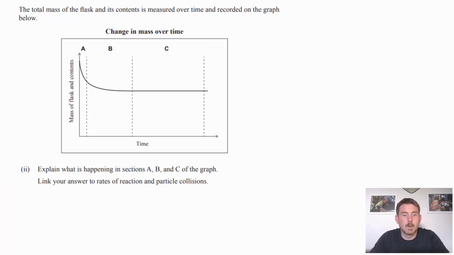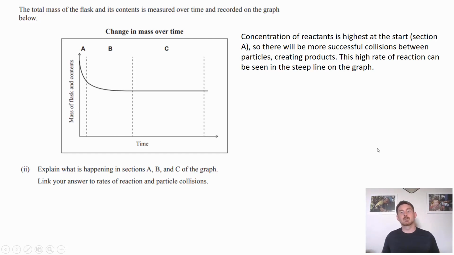For B part 2, we're asked to explain what's happening in sections A, B, and C of the graph, and we're expected to link our answer to rates of reaction and particle collisions. So in section A, we can see that the line is steepest, which indicates the biggest rate of reaction, or the highest rate of reaction, as the mass of the flask and contents decreases most rapidly. And so the concentration of reactants is highest at the start, the very start of the reaction in section A. And so from the very start of section A, there will be more successful collisions between particles, creating products.